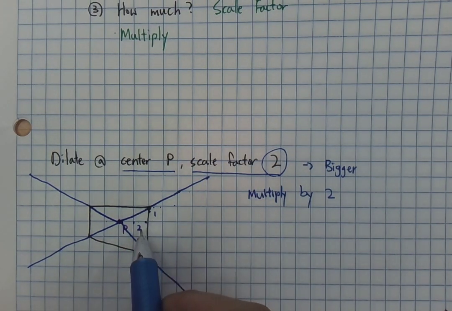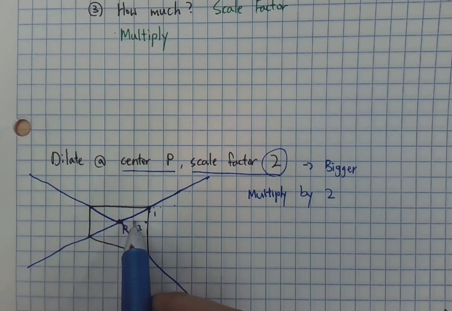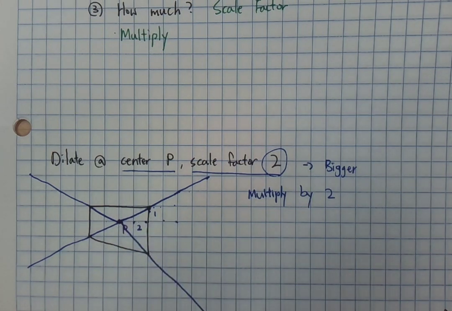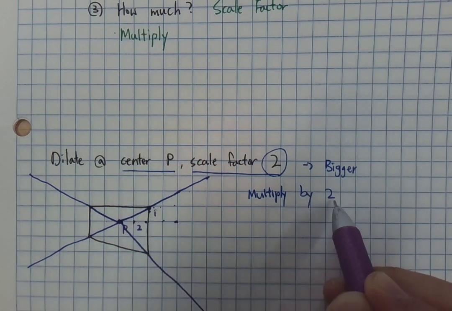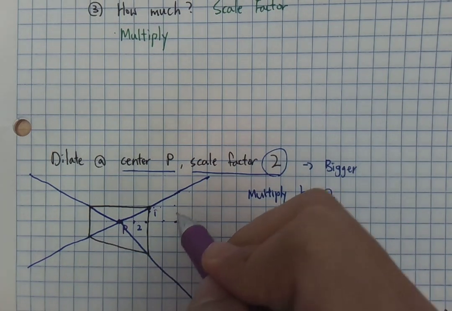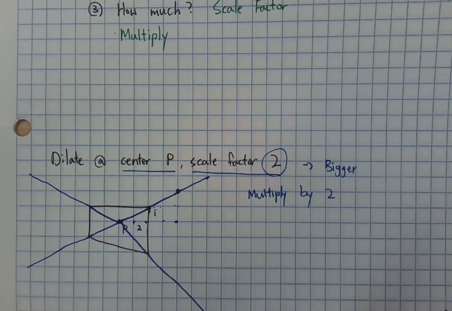If I multiply these two numbers each by 2, instead of 2 to the right, 2 times 2 is 4, so I know I need to go 4 to the right, all the way over here. I'm actually going to use a different color. So 1, 2, 3, 4 to the right. And instead of 1 up, we multiply that by 2, so 1 times 2 is 2, so I go 2 up, and that is my new point.